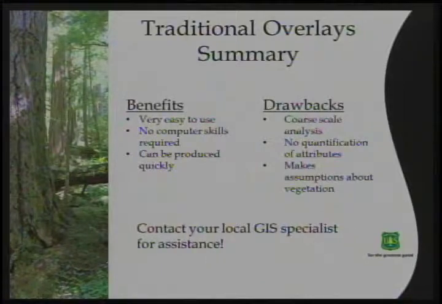The drawbacks are they're very coarse scale analysis. Not much quantification of those attributes. They make a lot of assumptions about the vegetation based on when they were harvested. 0 to 40, 40 to 80, but it doesn't really tell you what's the stand structure in there, what's your hardwood component, et cetera. But these can be produced by your local GIS specialist. All you have to do is submit a ticket and have them made.